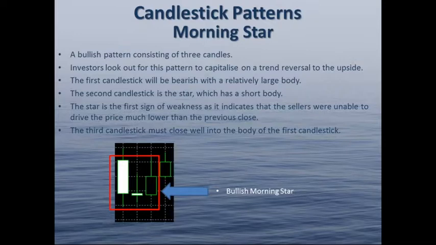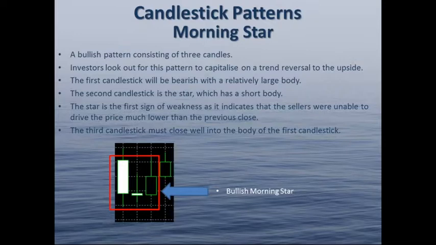The star acts as the first indication to the investor of the inherent weakness, as sellers are no longer able to force the price lower than the previous close. Again, you can see this on the diagram. So if you see the second candlestick there, it's not been able to force any lower, despite the fact that the price has gone up and down during that time period. The third candlestick must close well into the body of the first candlestick.